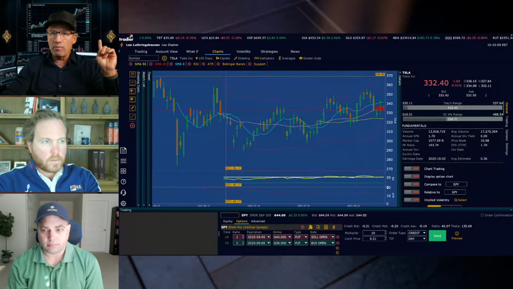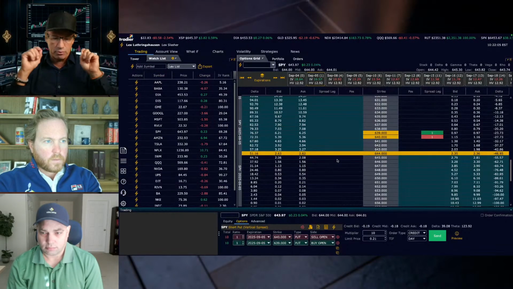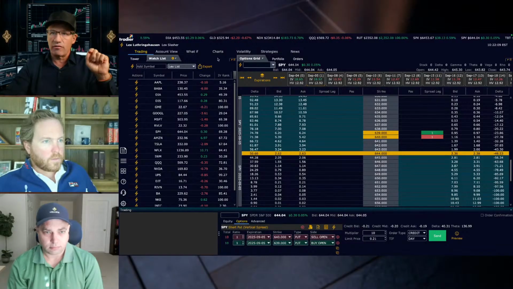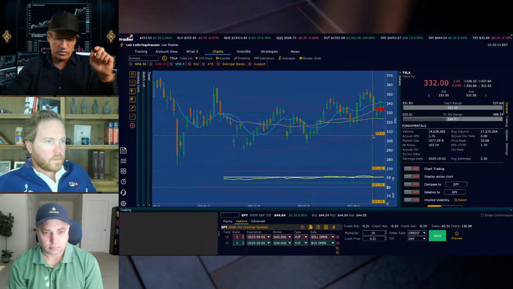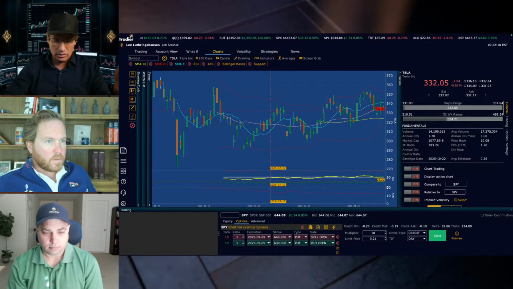Now, where it becomes interesting, and this is to Mark's point, what if you get breached? You're wrong, or you're potentially wrong. In Tesla, for instance, what if we go down to the 315 strike? You're losing money. How do you manage it? So, Mark, you want to make a comment or two about that one?